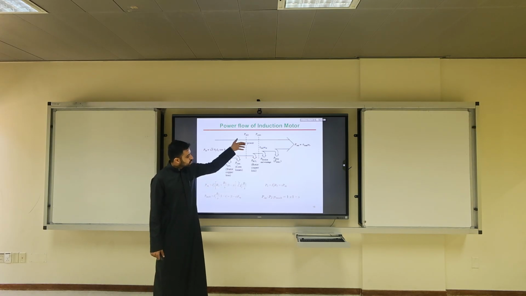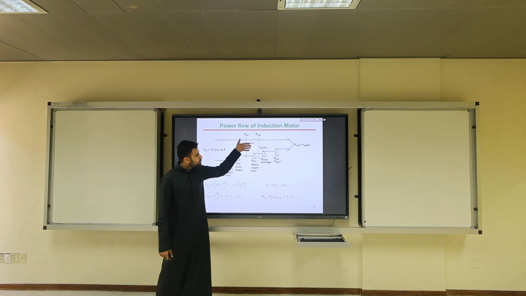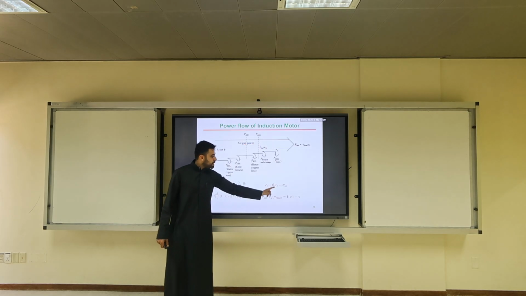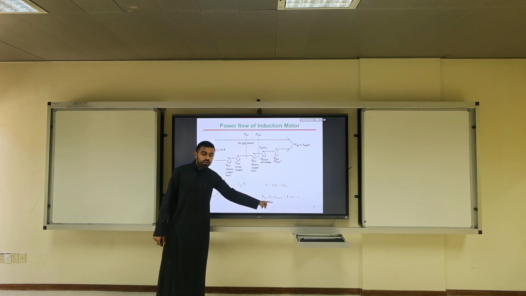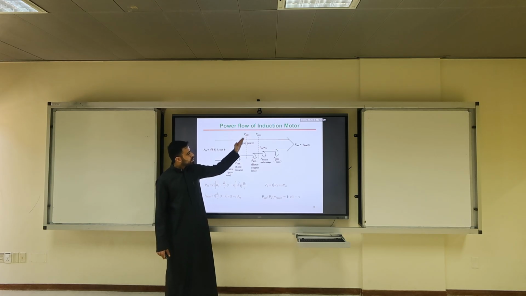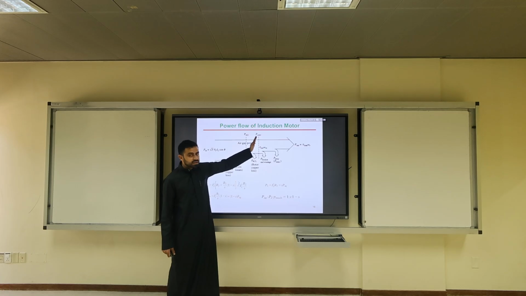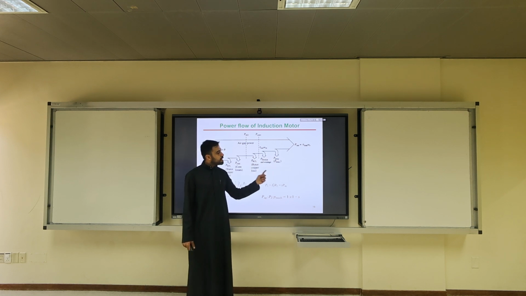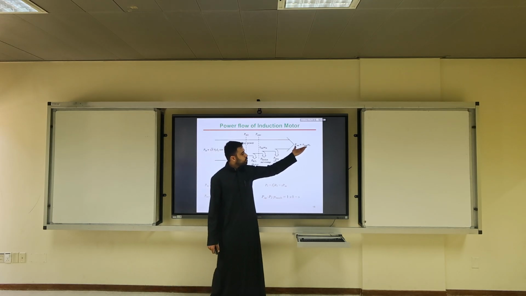Then this power splits into P2 and P converted. What's the other name of P converted? P mechanical, which is the power that's converted from electrical to mechanical. This is the power that crosses the air gap. This is the power that gets materialized as mechanical power, which also has stray, windage and friction losses. We call all of them rotational losses. And then you get your output power.